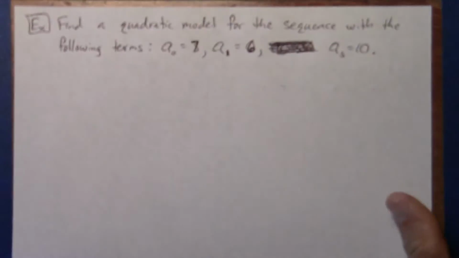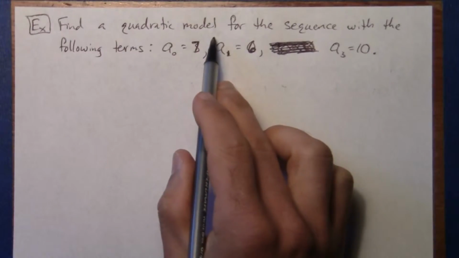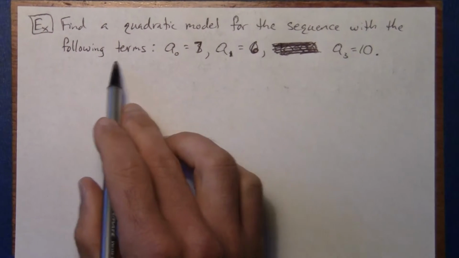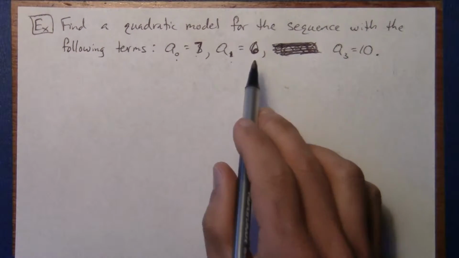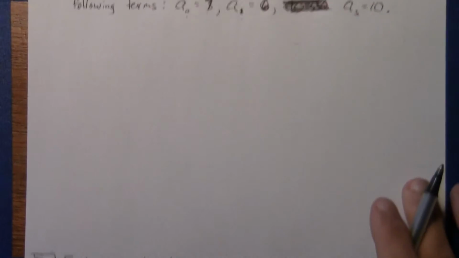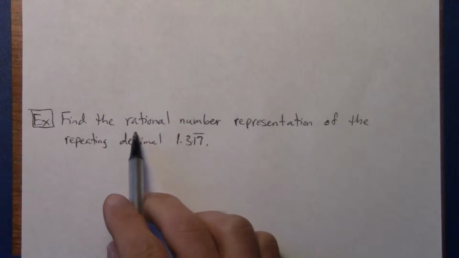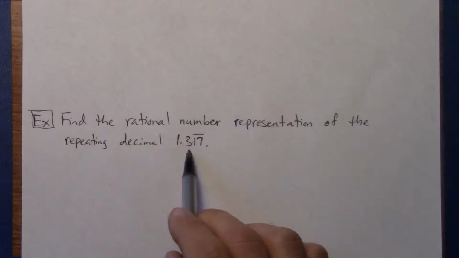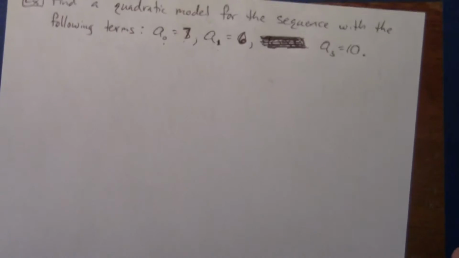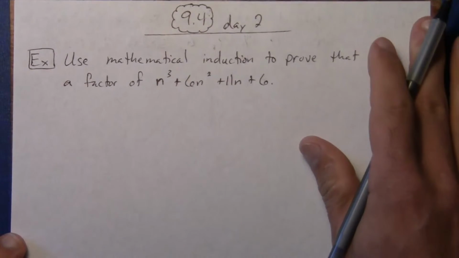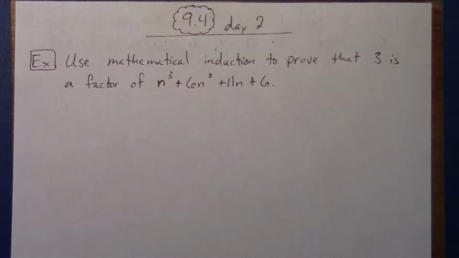Second problem I'll take a look at is writing a quadratic model, in other words a quadratic equation, for a sequence where the 0th term is 7, the first term is 6, and the third term is 10. And then we'll take a look at writing a repeating decimal as a rational number in terms of a fraction, simplified fraction. Alright, so getting a little bit more practice with this mathematical induction.